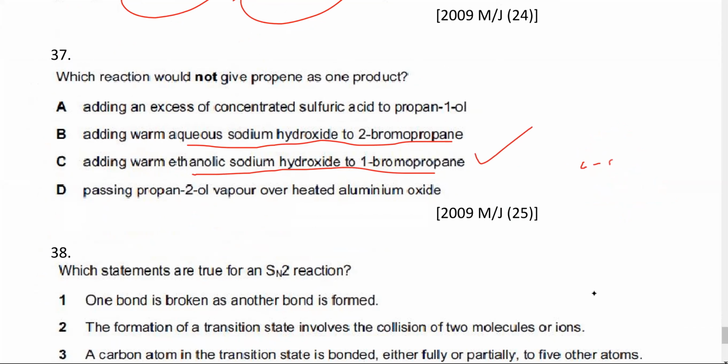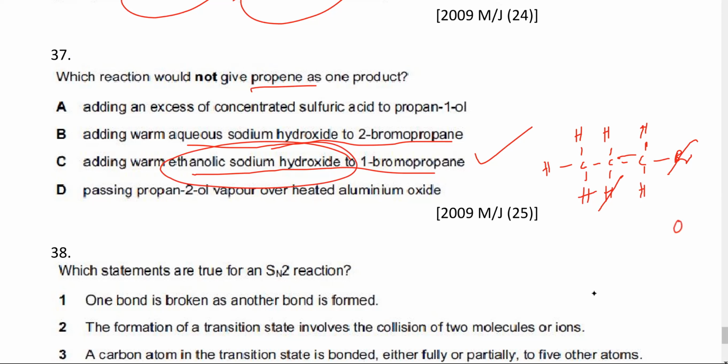कि अगर bromopropane होगा ना, 1 bromopropane. So if you have 1 bromopropane, तो एक से Br remove होगा, साथ वाले से H remove होगा और बीच में double bond आ जाएगा. So ethanolic NaOH would produce propene. Not aqueous NaOH. Aqueous NaOH आके substitute कर देगा, मतलब Br की जगह OH आ जाएगा.